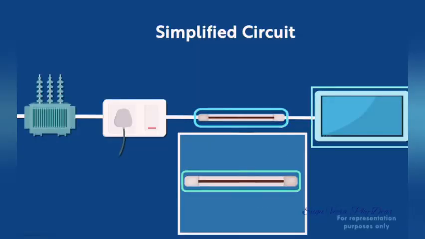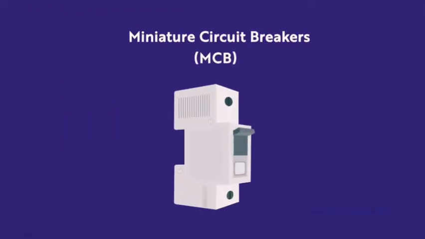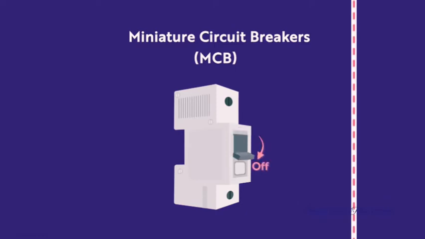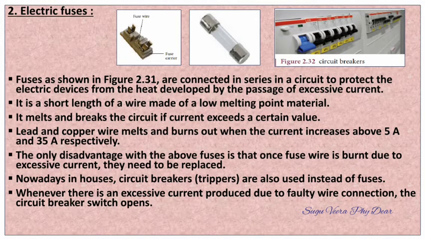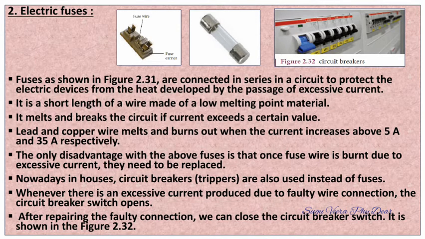The only disadvantage with the above fuses is that once the fuse wire is burned due to excessive current, it needs to be replaced. Nowadays in houses, circuit breakers are also used instead of fuses. Whenever there is an excessive current produced due to faulty wire connection, the circuit breaker switch opens. After repairing the faulty connections, we can close the circuit breaker switch. It is shown in the figure.